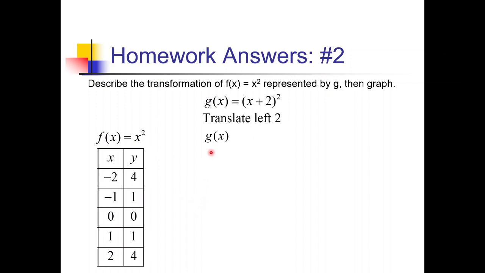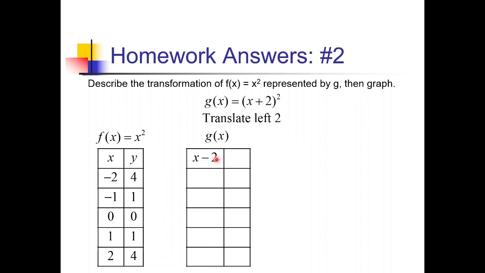And then for the g function, since we're shifting left 2, that means the x values actually have to get subtracted by 2. So we've got x minus 2 for that new rule. And we're not doing anything vertically. There's no outside changes here, so y just stays the same.